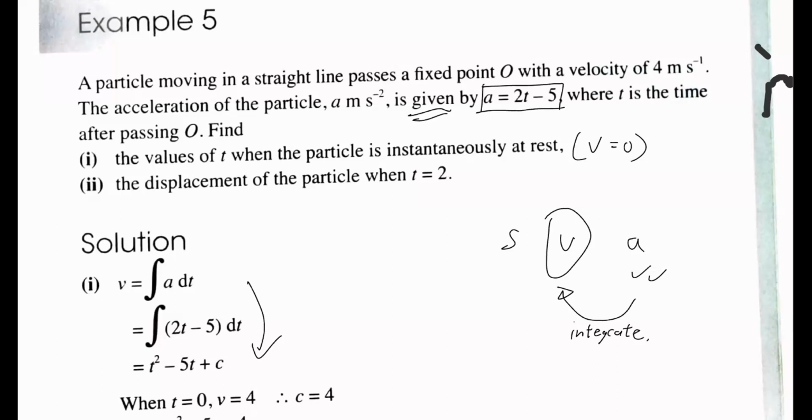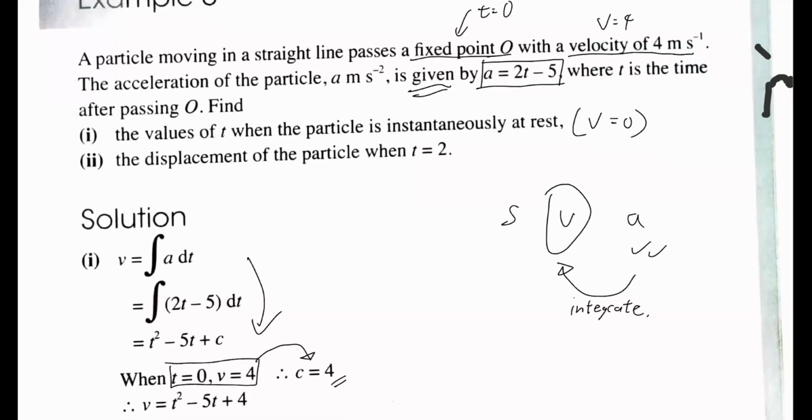Then you have to substitute in the initial condition. Over here, they say it passes through a fixed point with a velocity of 4, so v equals 4. This fixed point O is your reference point, that is your t equals 0. So t equals 0, v equals 4. That's how you get this condition. Then you can solve for c: substitute t equals 0 and v equals 4, and you get c equal to 4. Then substitute c equals 4 to get a formula for v.